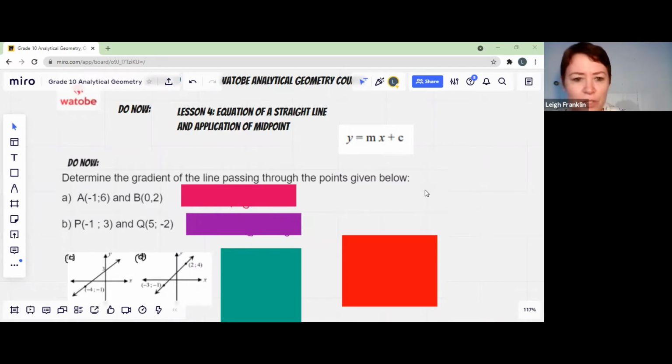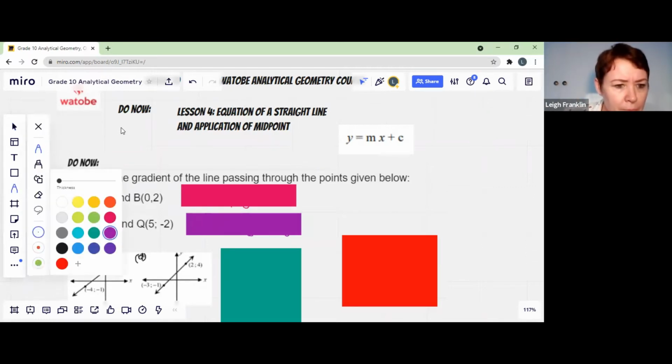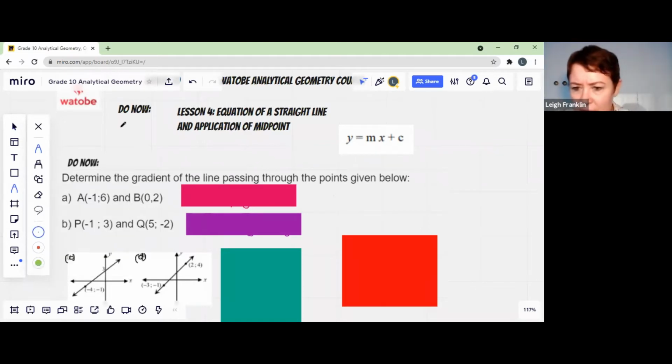Please get started on the do now. I'm sorry, I should have given you the gradient formula. Has everybody got the gradient formula in their books all written down? Do you want me to go and get one and stick it here? Do you remember what it is? Okay, so just in case, please stick it up. I thought as much. Okay, so gradient looks like this.